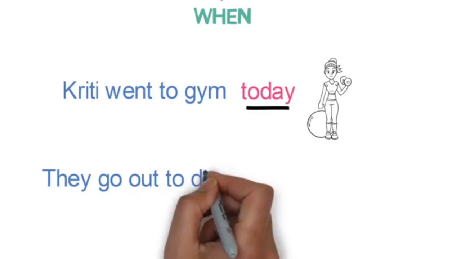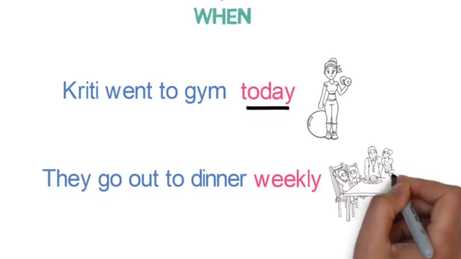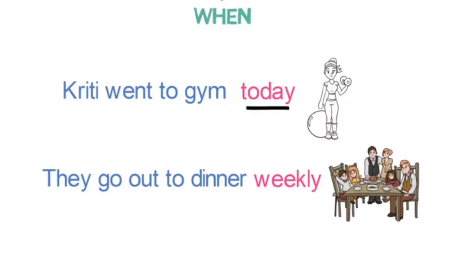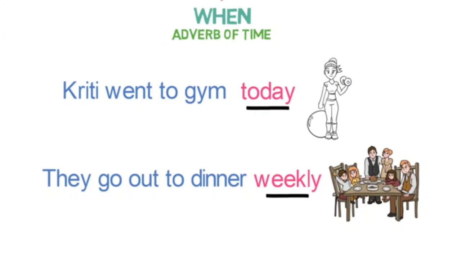Look at the next example. They go out to dinner weekly. Now, we can say they are going out to dinner without weekly also. Weekly tells us when they go out to dinner. So, these adverbs describe when the action exactly happened. So, these adverbs are known as adverbs of time.